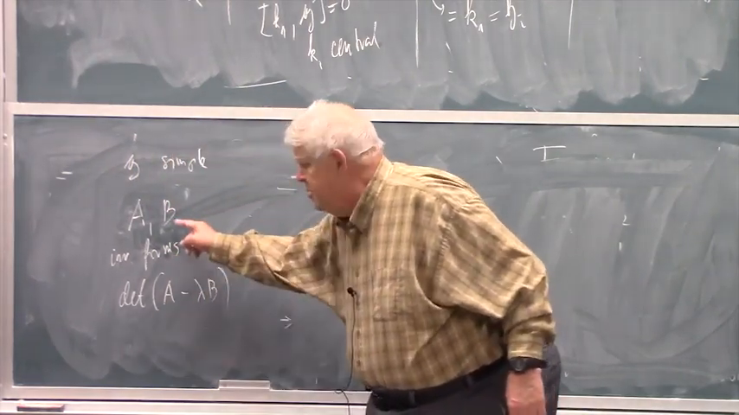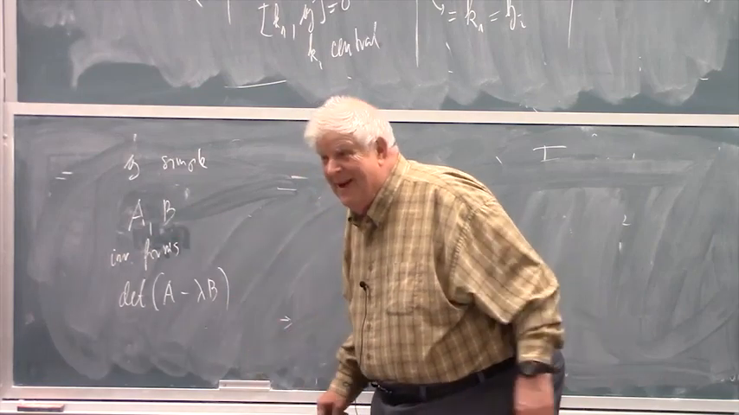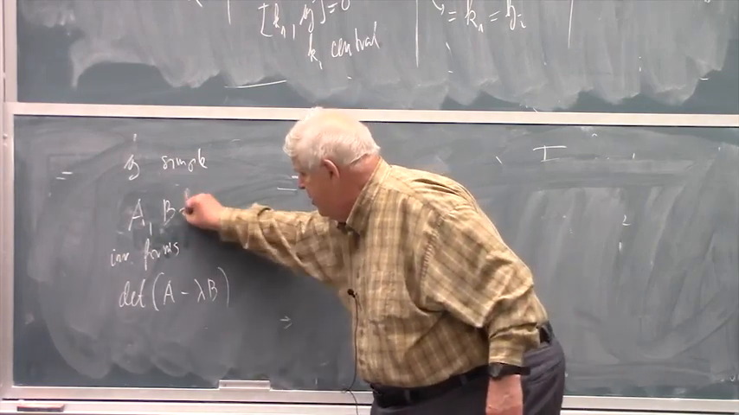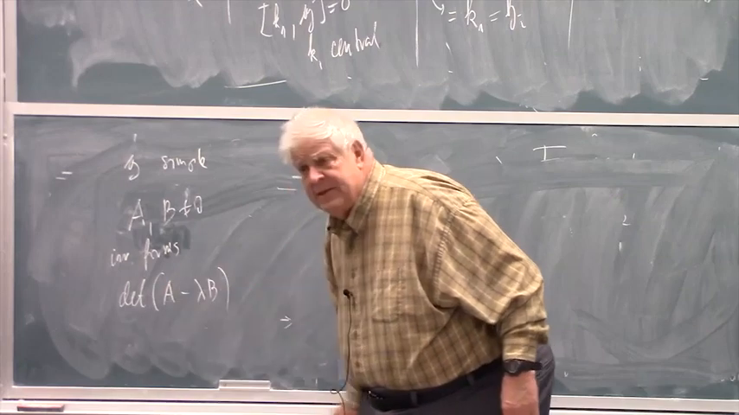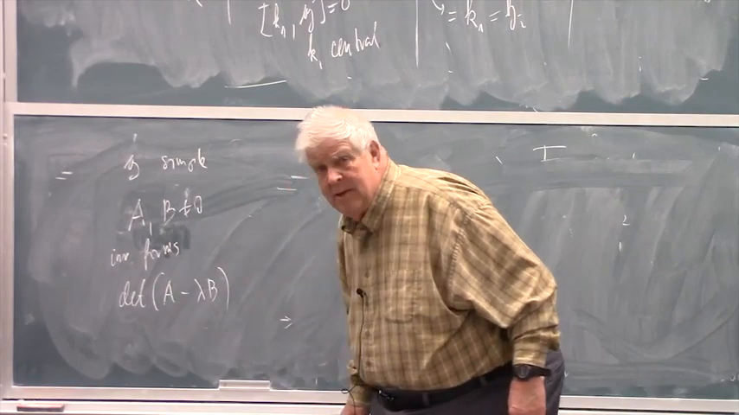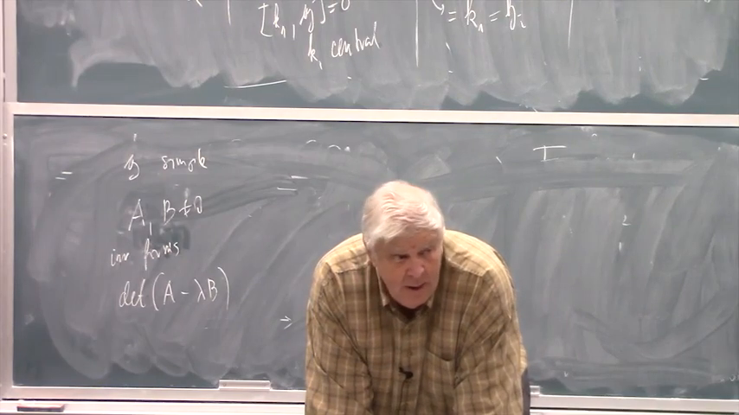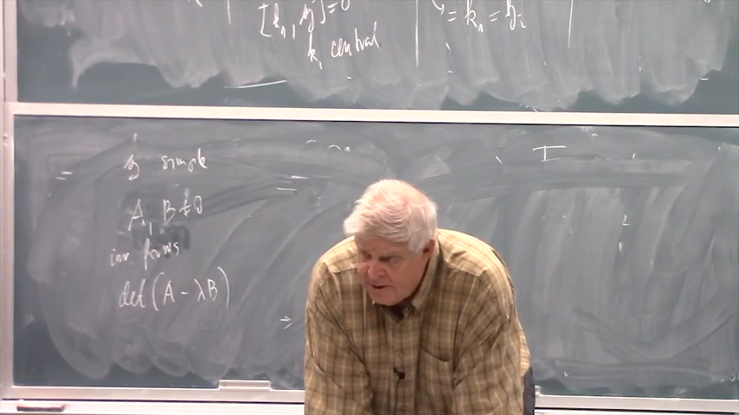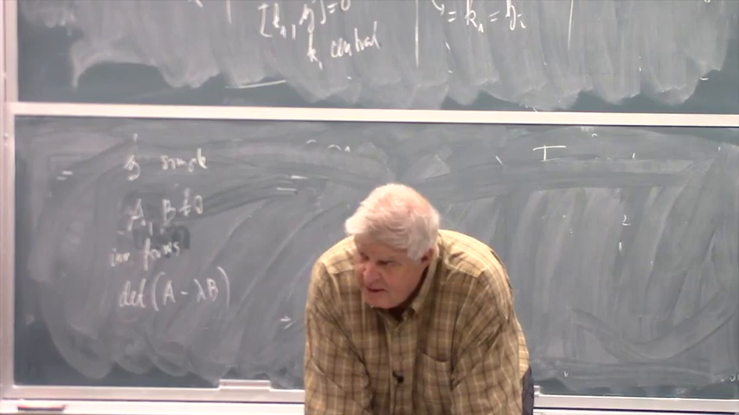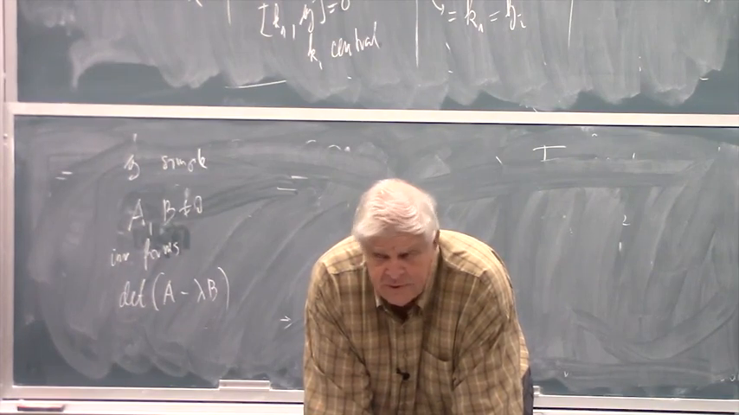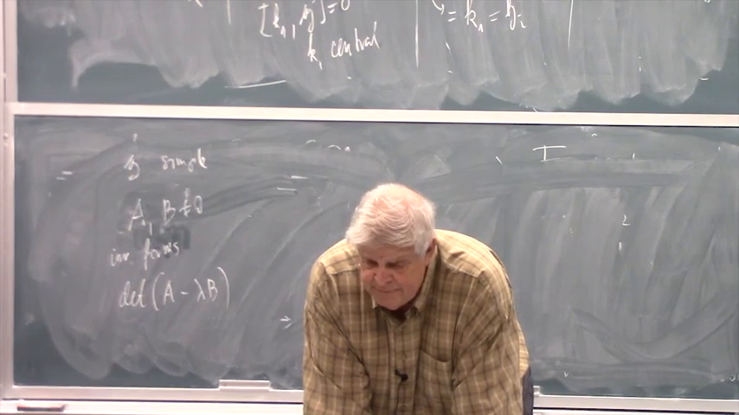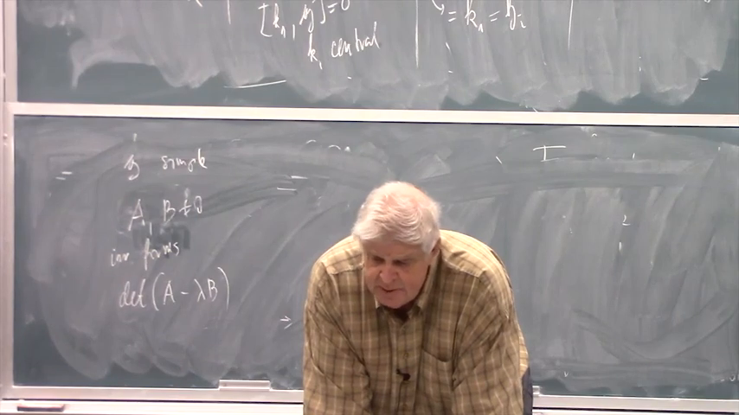Let me assume that B is not zero. If both are zero, then I have nothing to prove. So let B be not zero. I consider this, A minus lambda B. This is a polynomial in lambda. Moreover, if your field is R, then this polynomial has real roots.